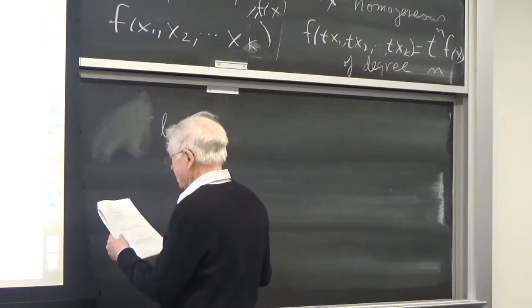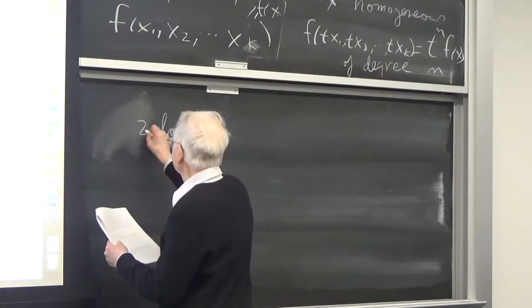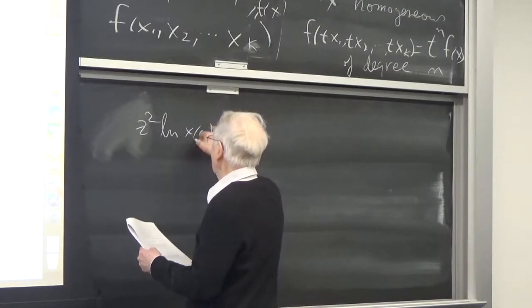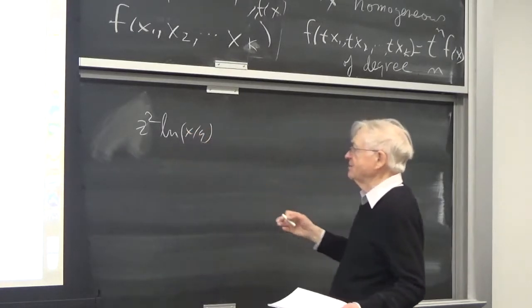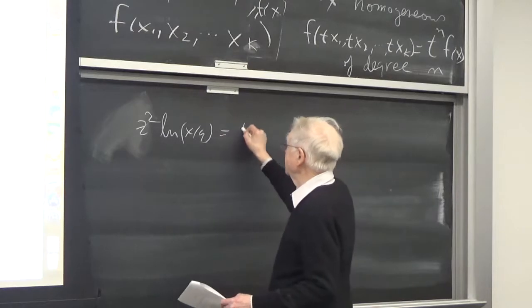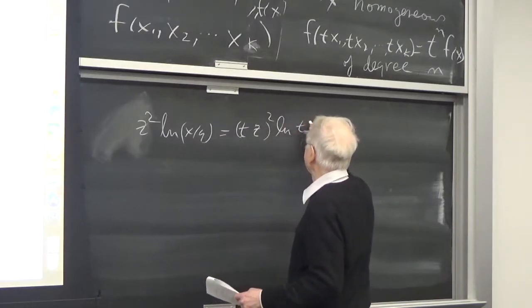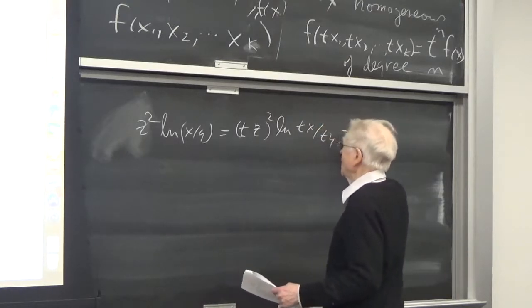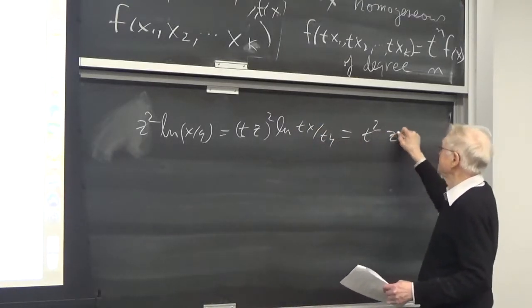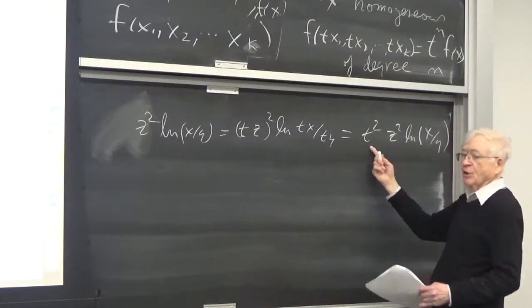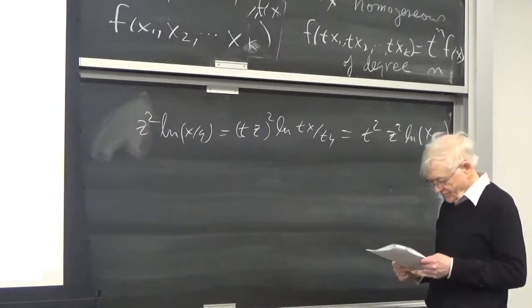So the function that's homogeneous of degree 2 is z squared log of x over y. You multiply x, y, z by t, and what you get is t z squared log of tx over ty. Well, this is t squared z squared log of x over y. So this is homogeneous of degree 2.